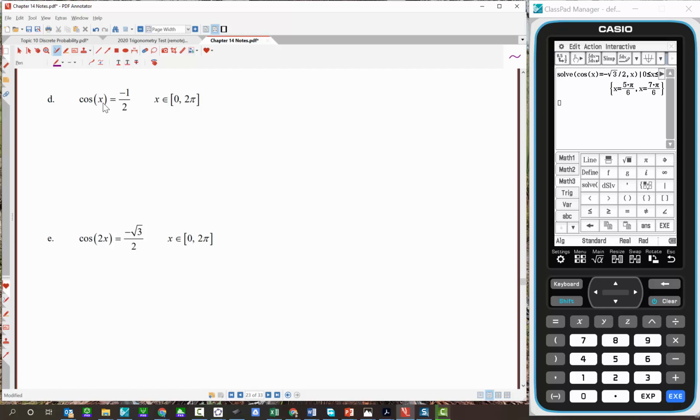Another one, cosine of x is equal to negative a half. So when is cosine a half? That forms our base angle. Our base angle is going to be pi on 3. Cosine of 60 is a half.